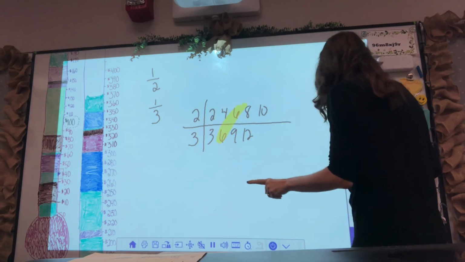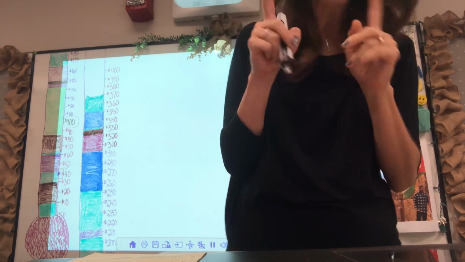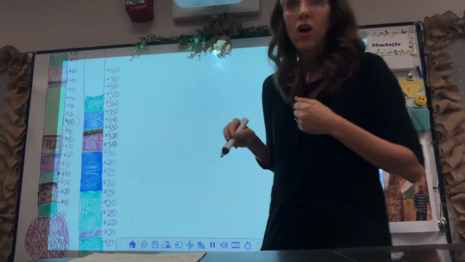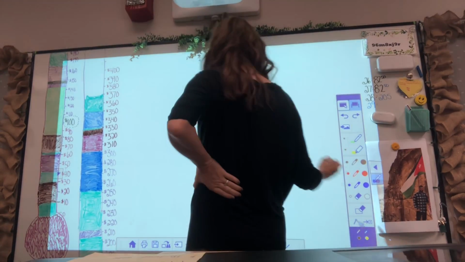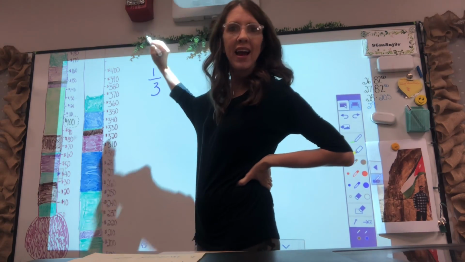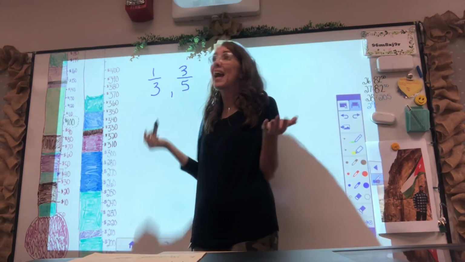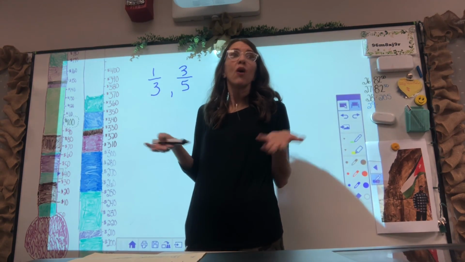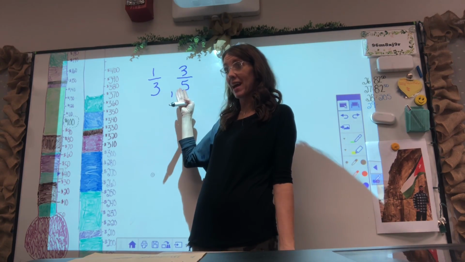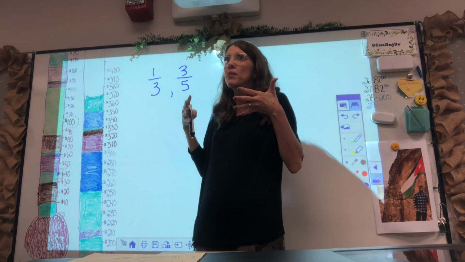All right, let's try one that's a little bit harder. And I think you guys got it. Okay. If you have 1/3 and 3/5, and they say we want to add these together, but we can't do that until we have a common denominator. What common denominator can you change these to? Because they're not the same right now. That doesn't work. This is apples, this is oranges. You can't add them together. You've got to make them alike.